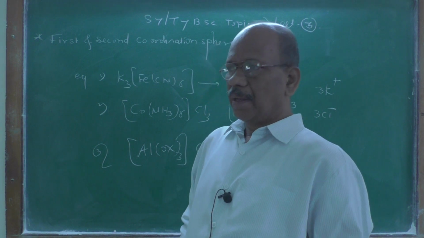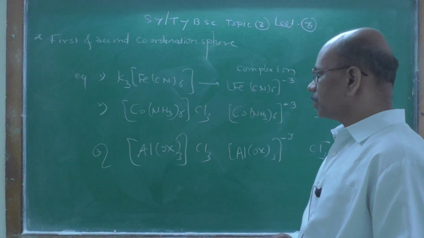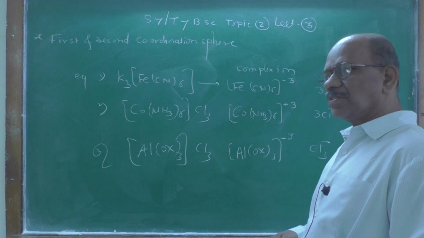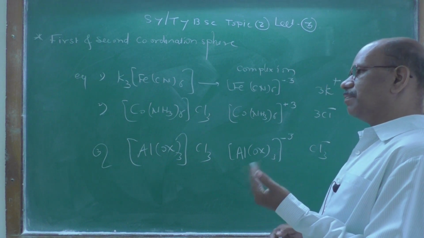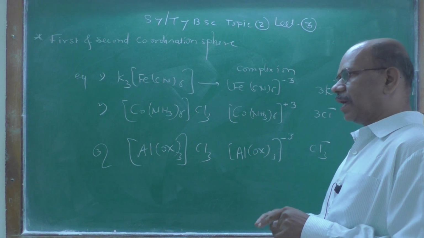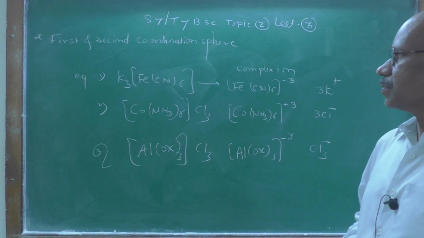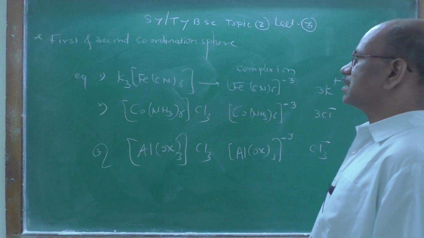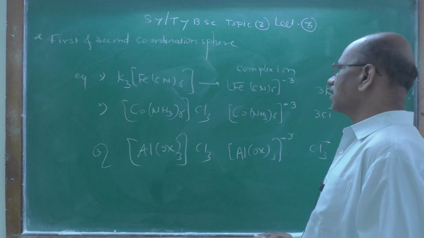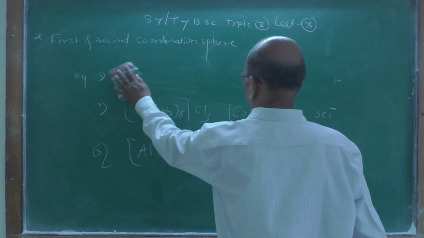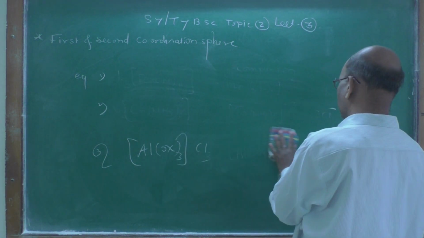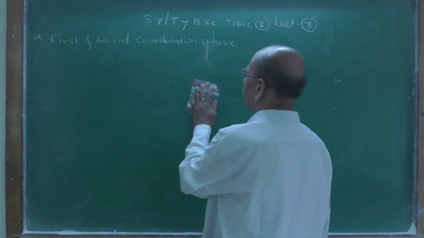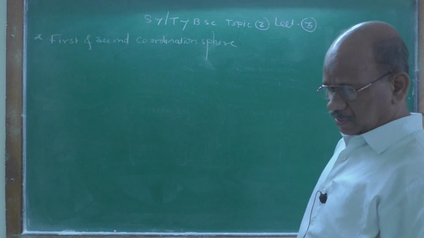Generally the complex ion is present in the first coordination sphere, and additional radicals, either on the left side or right side of the square bracket, belong to the second coordination sphere. So it is the concept of the first and second coordination sphere. In this topic we are to study the different terms and concepts that are used in coordination chemistry.